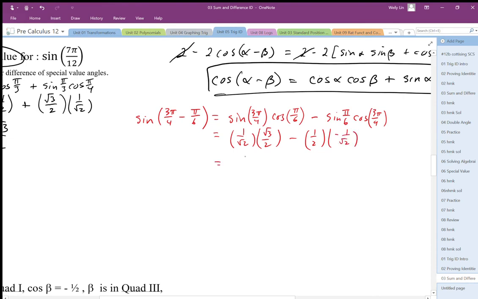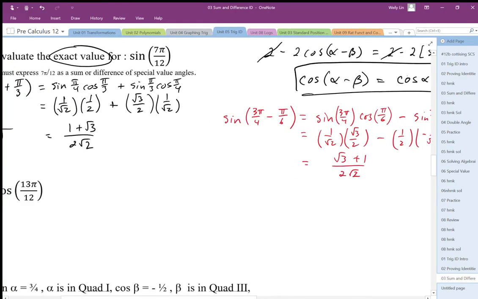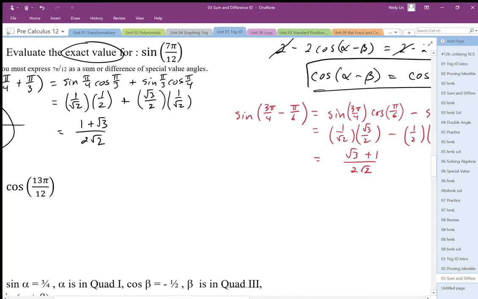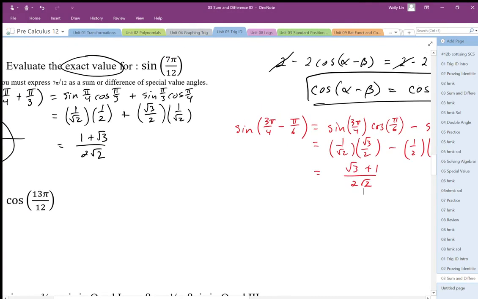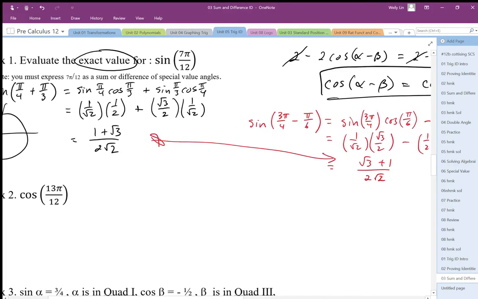And notice I get the exact same value as I did using the pi over 4 and pi over 3. These solutions are exactly the same. So it doesn't really matter if I use sum or difference, because it's both the exact position, so we just need to get it in the right position.